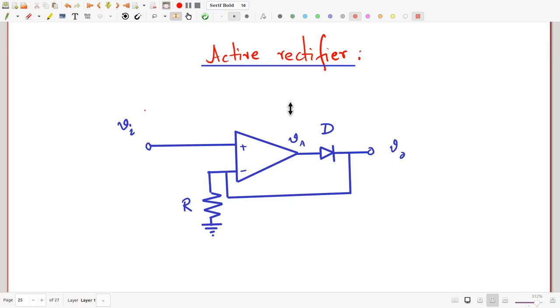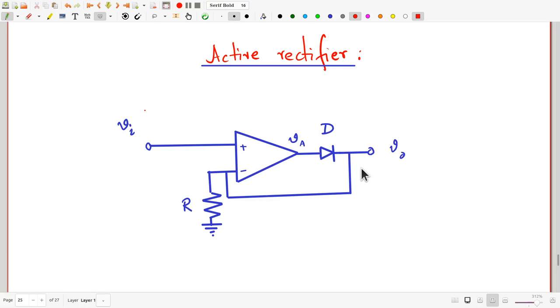So this is the circuit diagram for the simplest kind of active rectifier, which just uses a single op-amp and a diode resistance combination. Note that the resistance that we have here, marked R, is actually connected directly to the output. So this really is the load resistance which the rectifier will deliver its output to.